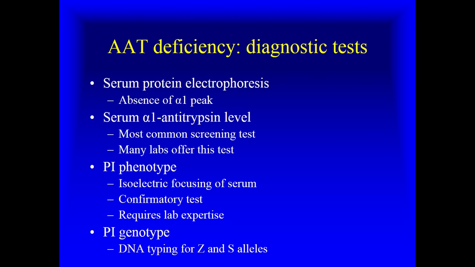We can also perform genotyping for the alpha-1 antitrypsin gene for the two abnormal alleles, the Z or the S alleles, in a patient with suspected alpha-1 antitrypsin deficiency. In patients with a known family history of alpha-1, phenotyping or genotyping is recommended as the first test.